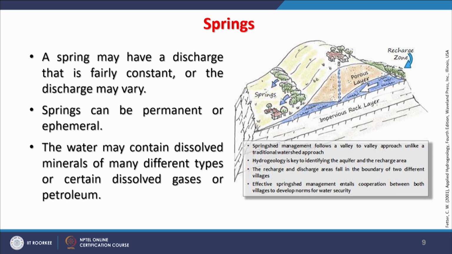So, this water which is coming out of a spring has value, and if you go to Europe, the bottled water which is labelled as spring water is very costly to buy compared to processed water. Spring water carries a lot of dissolved minerals of many different types, or certain dissolved gases or even petroleum also. So, sometimes you may find that the water may not even be drinkable, but it is not a very common thing that you will find dissolved gases or petroleum; otherwise you get a lot of dissolved minerals which are sometimes good for health also.